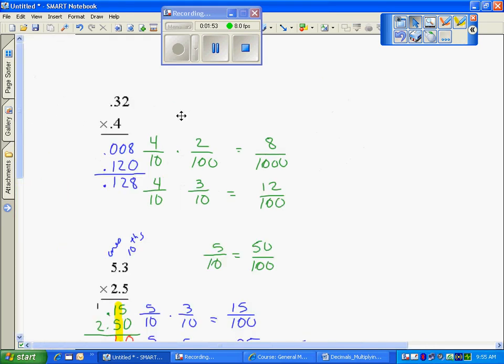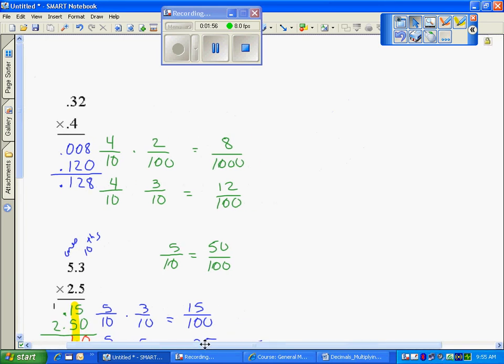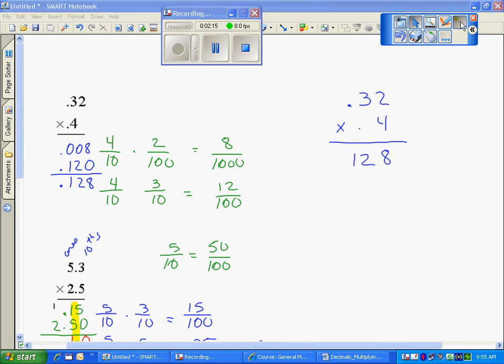Let's try the other problems here. 32/100 times 4/10. Again, ignoring place value, 4 times 2 is 8. Distributing the 4 to the 3, 4 times 3 is 12. Following my pattern or rule for the algorithm, there are 3 digits to the right in the problem itself, so my decimal must land right in that position. And again, notice the answers match.